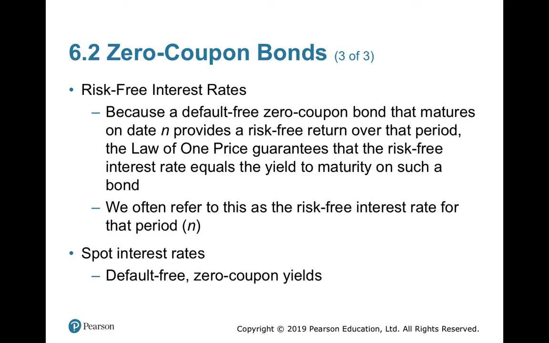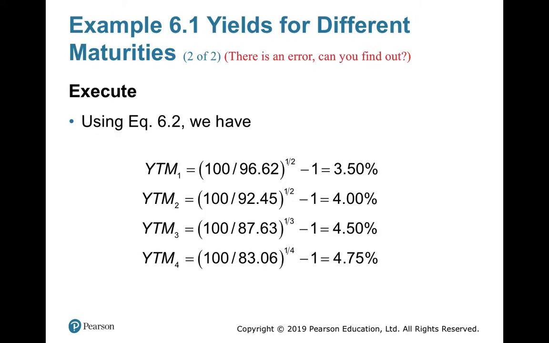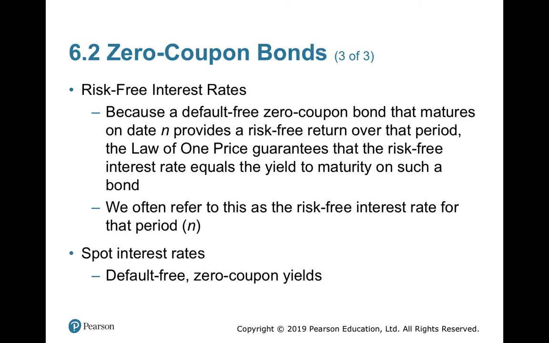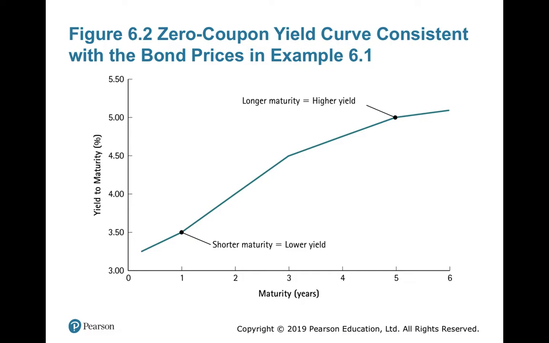Now the risk-free interest rate. You see, there is a law of one price which guarantees the pricing always. For example, here the YTM is 3.54, 4.5, 4.75, because the timing is changing, the rate is increasing. So here you can make a conclusion that if the maturity is low, the YTM will be low. If the maturity increases, the YTM also will increase. Along with maturity, YTM goes on increasing.